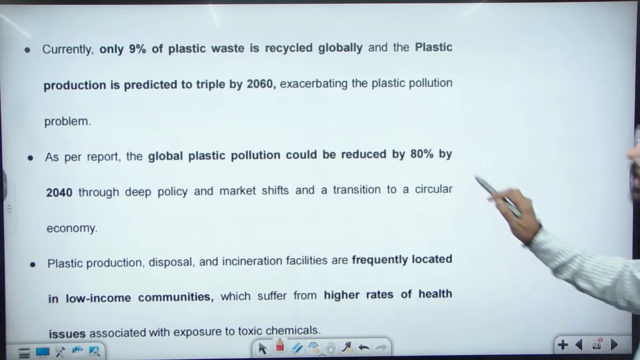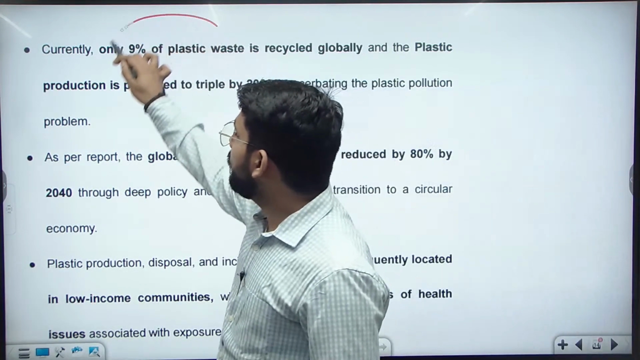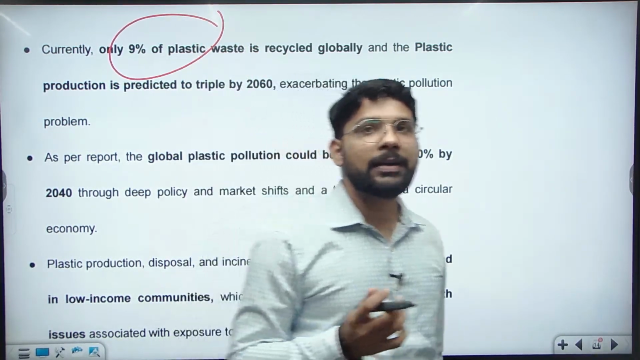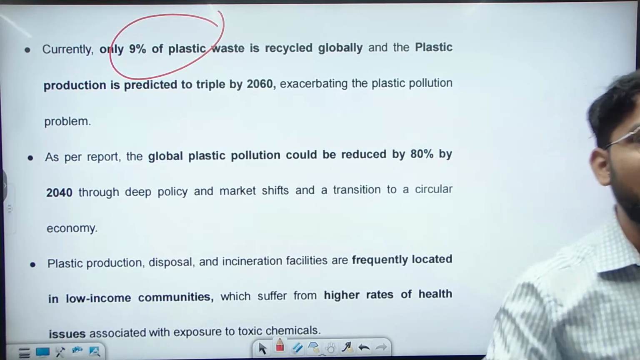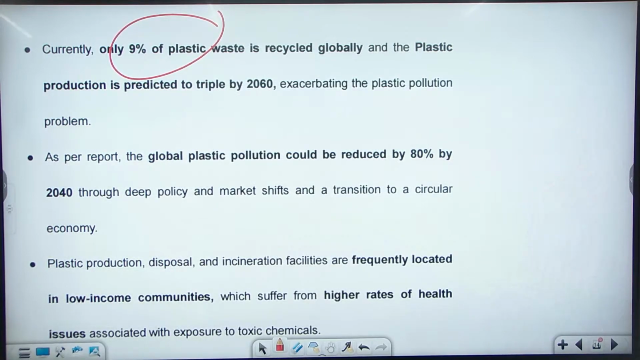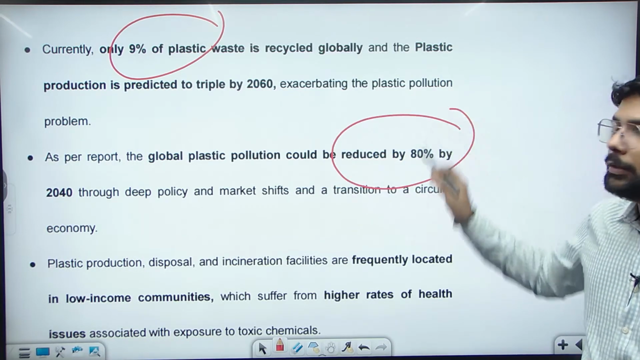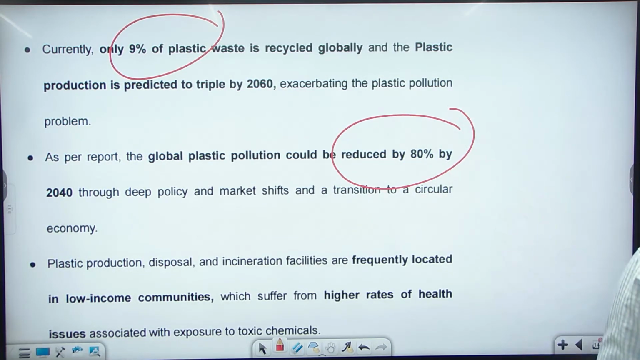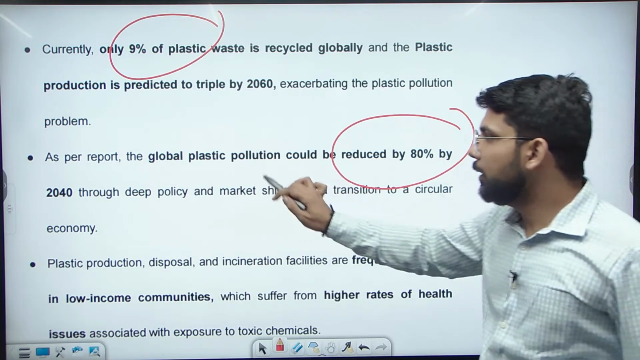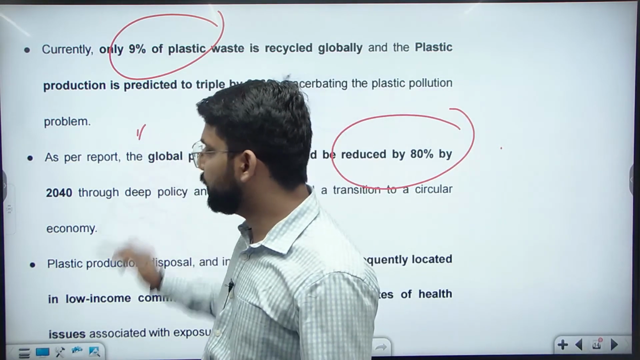So India में currently we are recycling only approximately 9%, and we have higher targets till 2060. As per the global pollution reports, till 2040 plastic consumption can be decreased, but it's a target by the global plastic pollution report. होगा कि नहीं होगा, that is a later question, but it's a target as per the report.